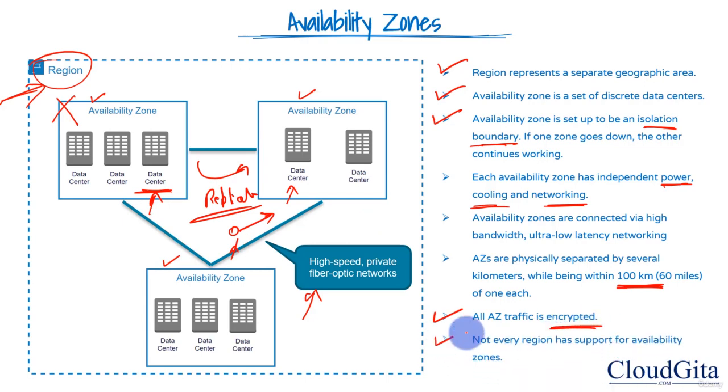And last point, I want to make sure you understand that not every region necessarily supports availability zones. Some regions may just have one availability zone or a couple of data centers. They may not have this network of availability zones, right? So you should always look at the Azure website for the latest updates about availability zones in different regions.